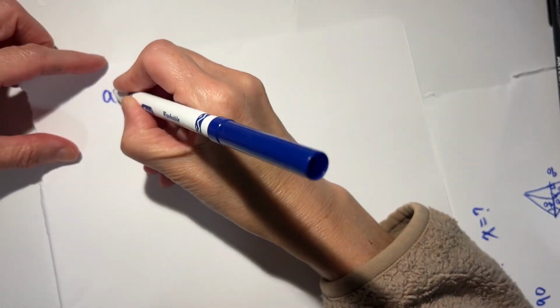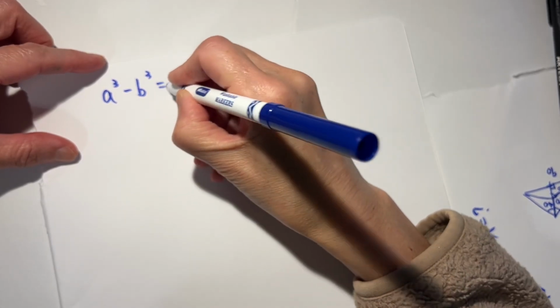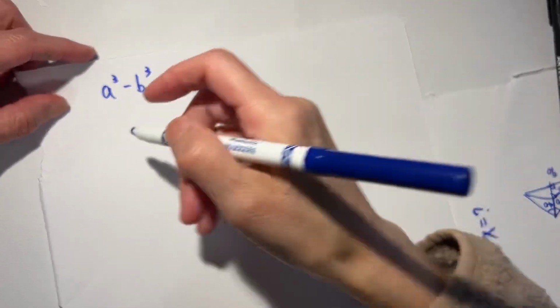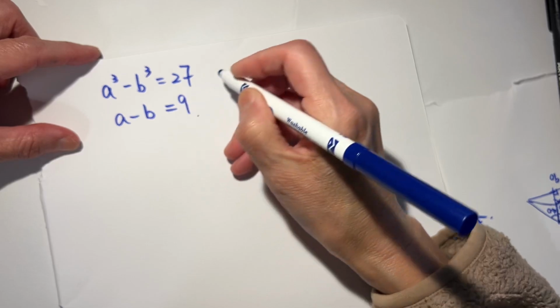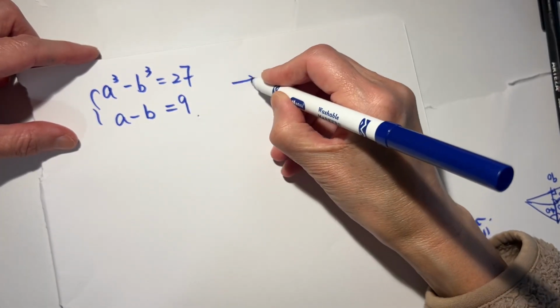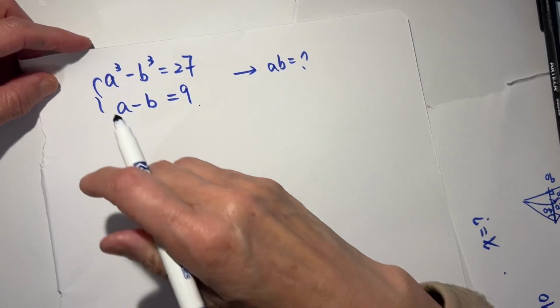We got a cube minus b cube equal 27. Can you see it? Let me write it. A minus b equal to 9. And they are asking a times b equal to how many?